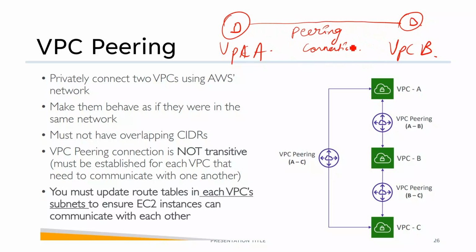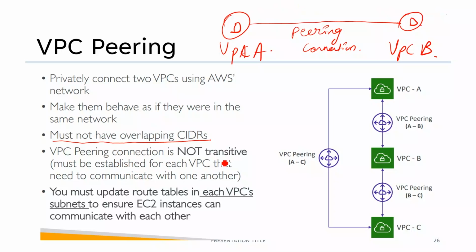And remember, very important thing, they must not have overlapping CIDRs. It means that if this has 10.0.0.0/16, then the other cannot have 10.0.0.0/16, because these two CIDRs are overlapping. This particular VPC can have something like 172.16.0.0, or something like that, right? So they shouldn't have overlapping CIDRs.